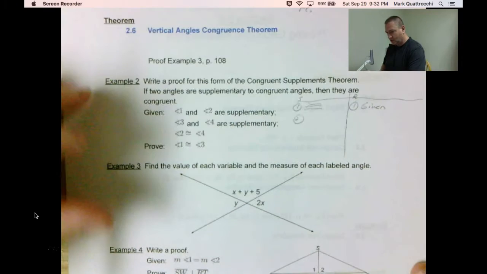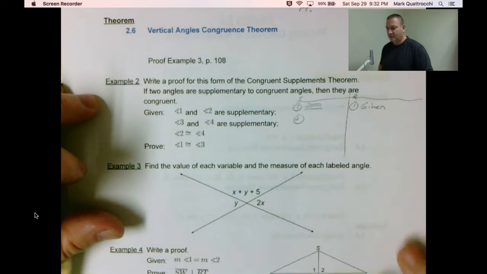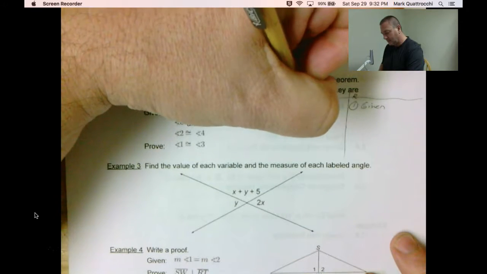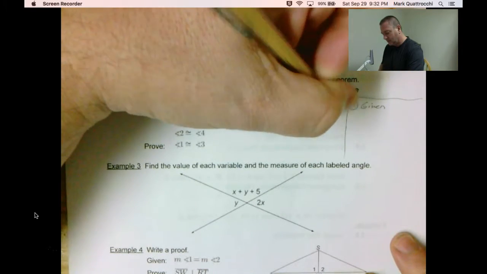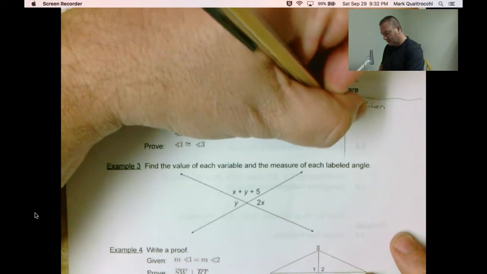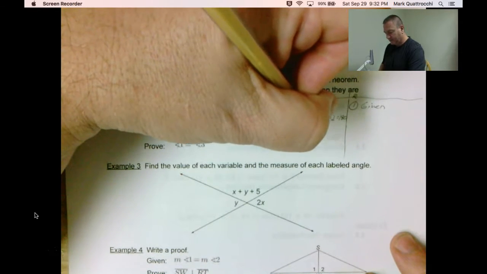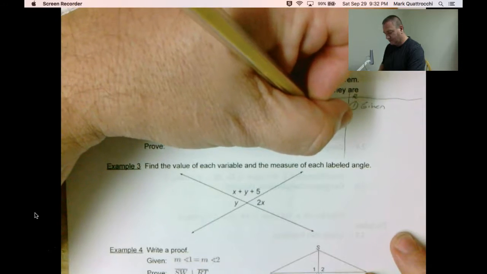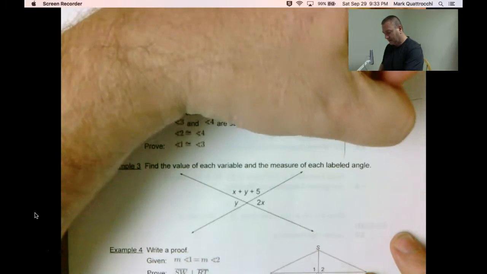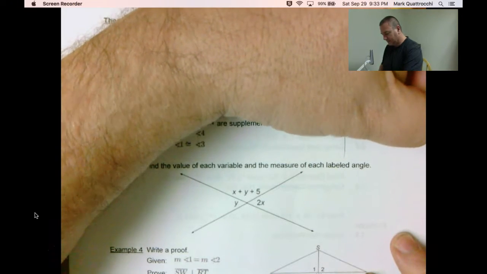Statement 2. What do we know about this given information? Well, angle 1 and angle 2 are supplementary. That means the measure of angle 1 plus the measure of angle 2 equals 180. And same thing for the measure of angle 3 and 4. The measure of angle 3 plus the measure of angle 4 also equals 180. Definition of supplementary angles.